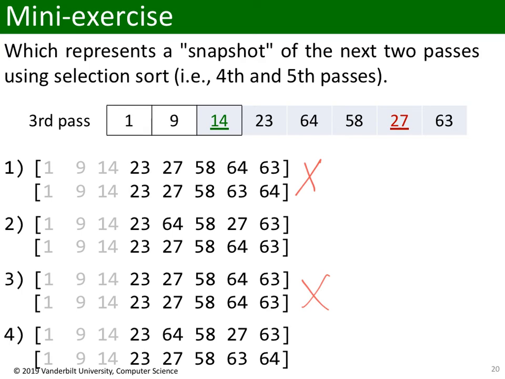What happens in the fifth pass? Well, in the fifth pass, the same thing happens that happens in every other pass. We look for the minimum. In this case, it's 27. And we swap it into the next array location. So the result would be 23, 27, 58, 64, 63. So we have our correct fourth pass. And now we have our correct fifth pass.